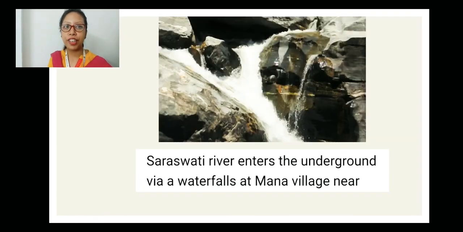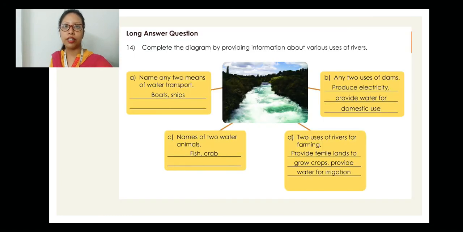Now this is a picture that I have taken. Okay, this is the Saraswati river. This river is entering the underground via a waterfall. Through a waterfall, it is entering the underground at Mana village. Okay, so this is an underground river. Clear? Now let's move towards the next one.